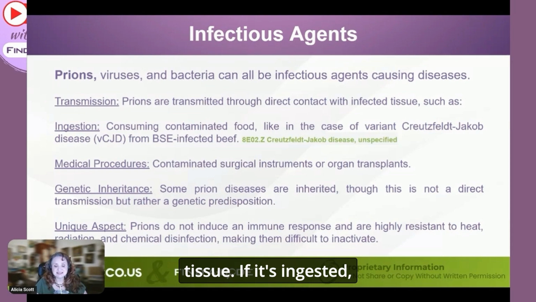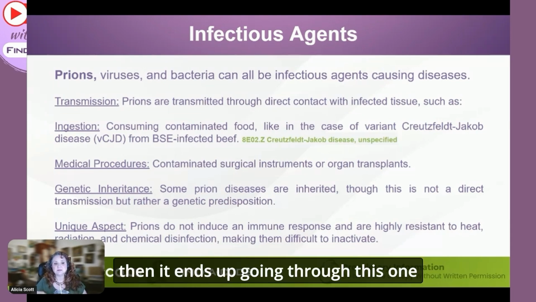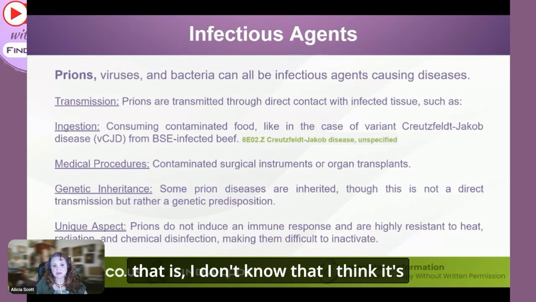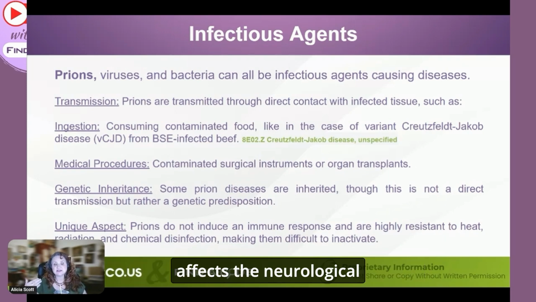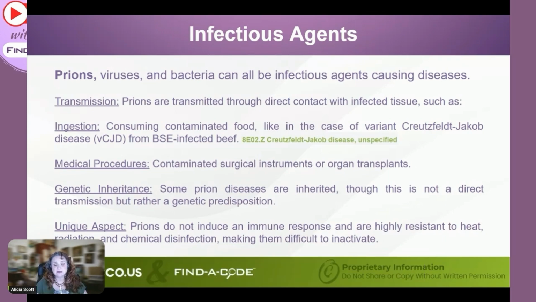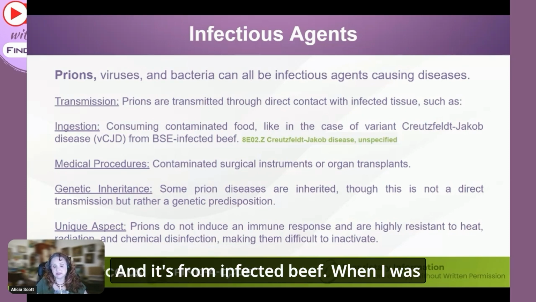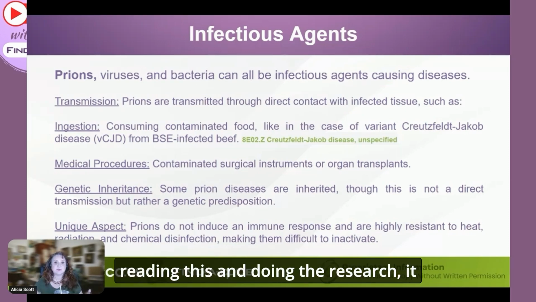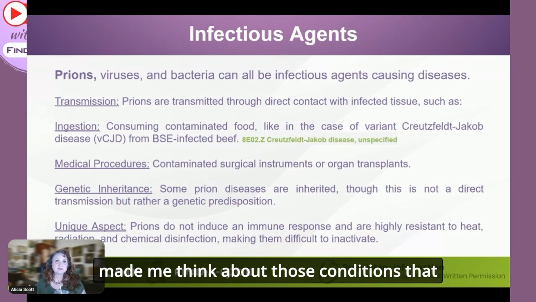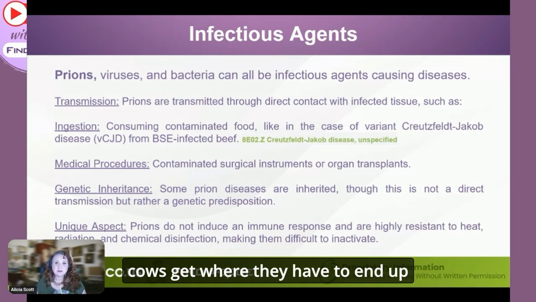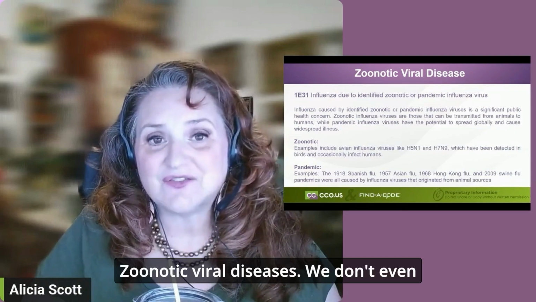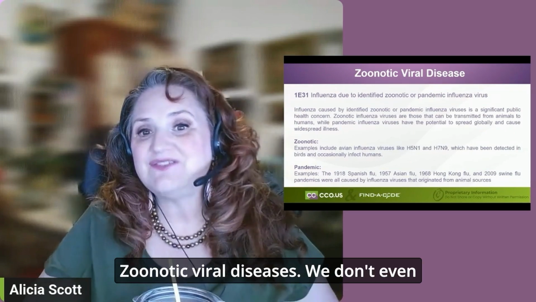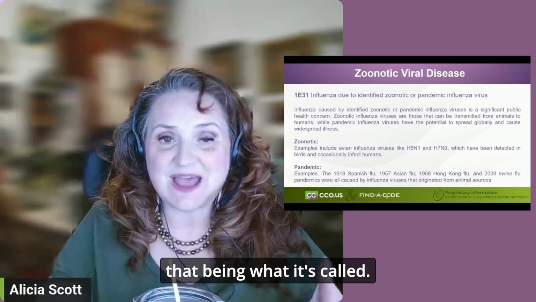If it's ingested, then it ends up going through this one that is, I don't know that I think it's called Creutzfeldt-Jakob disease, and it affects the neurological system and gets into the brain, and it's from infected beef. When I was reading this and doing the research, it made me think about those conditions that cows get where they have to end up culling the whole herd because of this infection. Remember mad cow disease? Interesting, zoonotic viral diseases. We don't even think about often as that being what it's called.